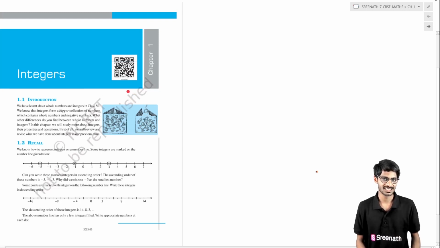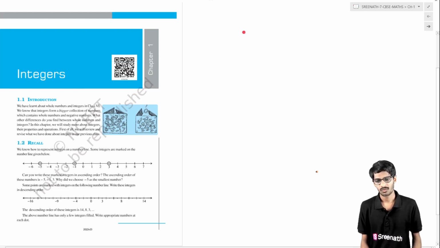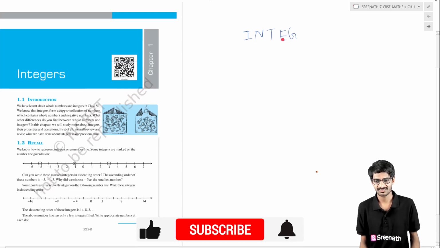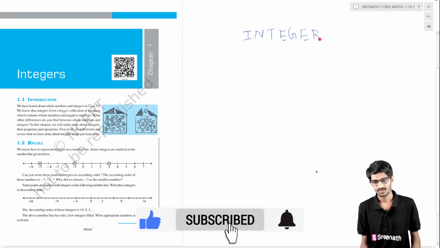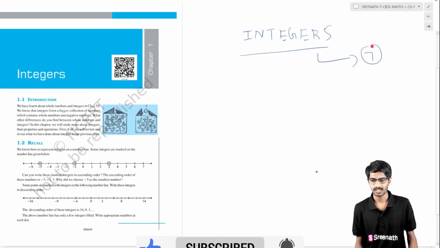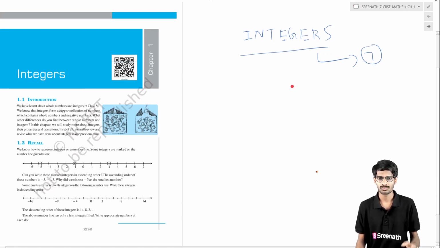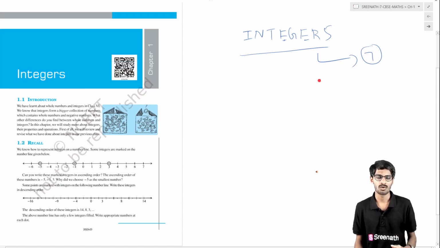Okay, let's begin this video. In this video, we are going to learn a new chapter. It is the first chapter in class 7th Maths, that is integers. In this chapter we have a total of 7 topics and some exercises. In this video we are going to learn what those 7 topics are.